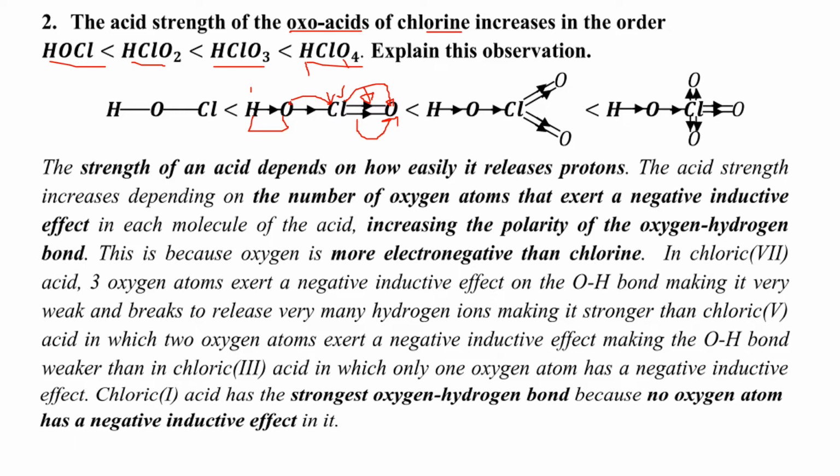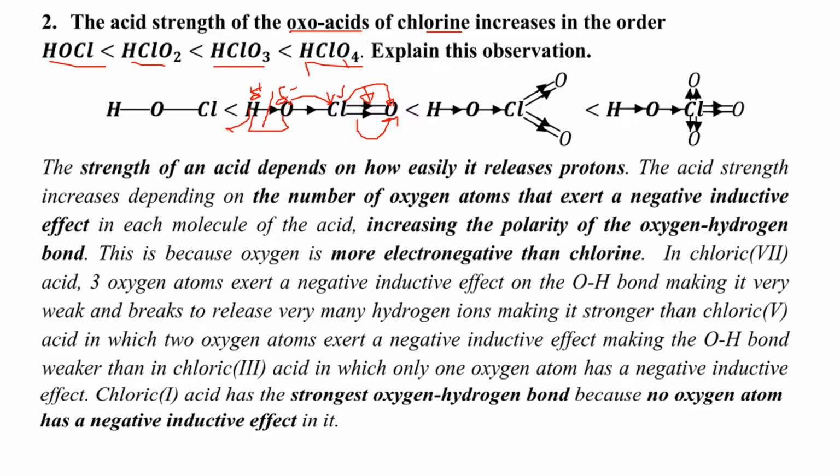That means that the oxygen atom is going to have a high partial negative and the hydrogen atom is going to have a high partial positive. Now, once this happens, it weakens the hydrogen to oxygen bond, and therefore that means that in solution, this bond can easily break to release these protons in solution.